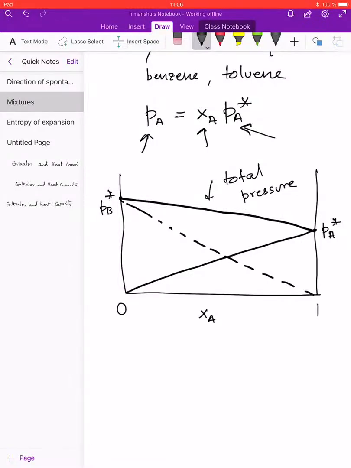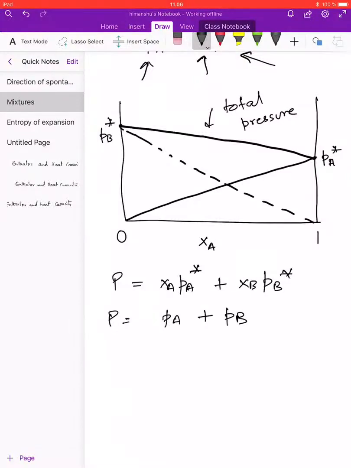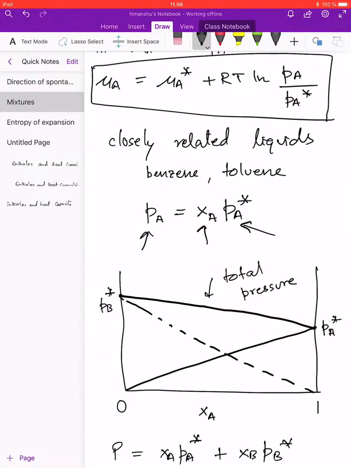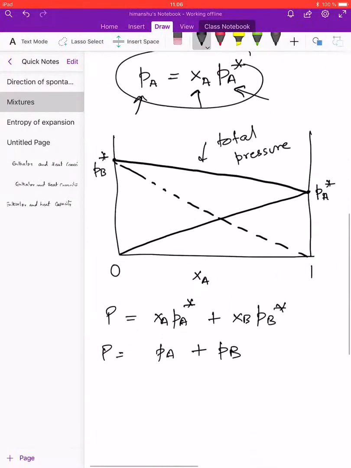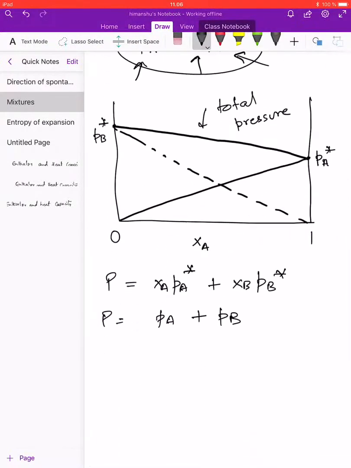So this is a graphical illustration of Raoult's law, and one can show, well, this is of course true, that the total pressure is equal to the mole fraction of A multiplied by the vapor pressure of A plus the mole fraction of B multiplied by the vapor pressure of B. This arises from simply that the pressure is equal to the partial pressure of A plus the partial pressure of B.